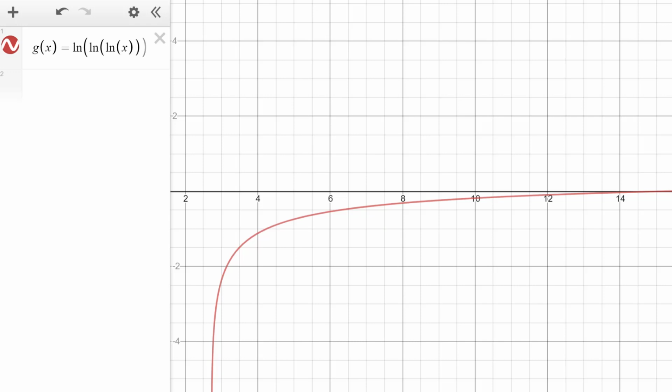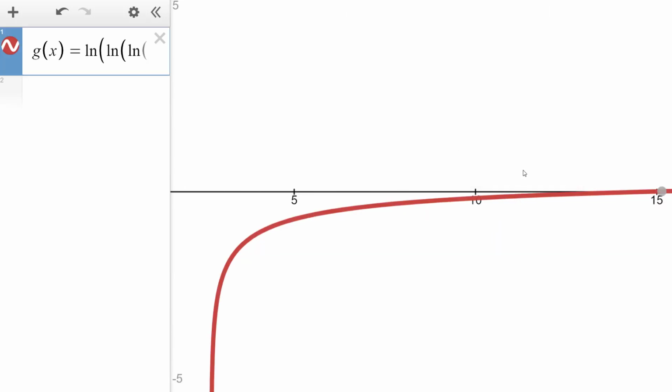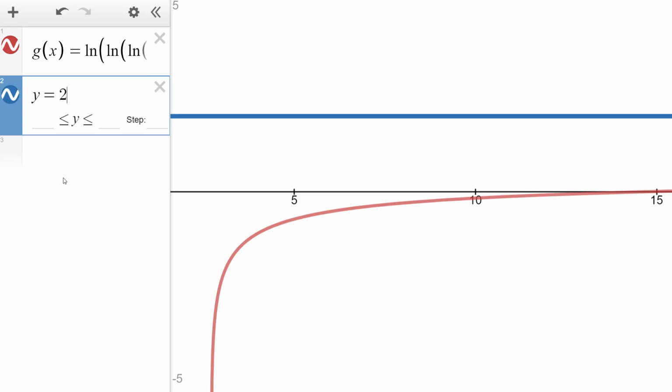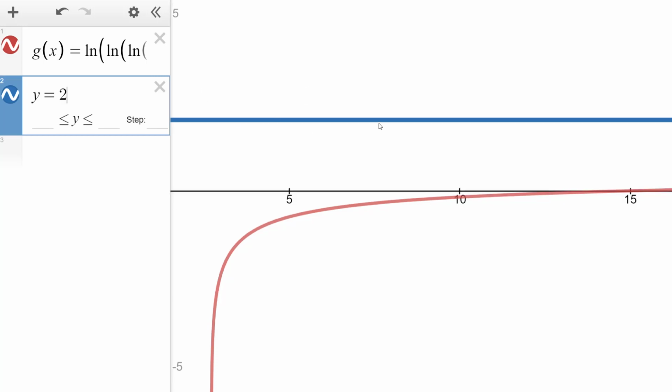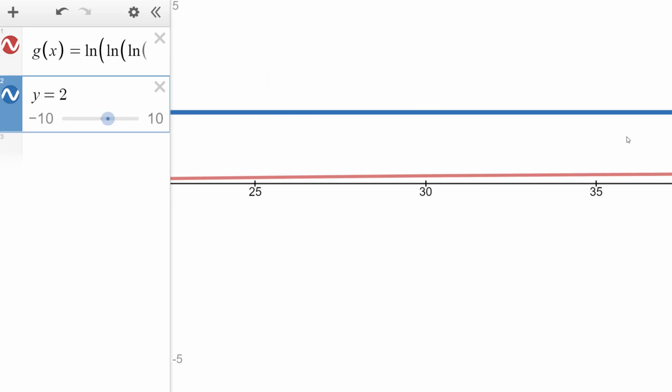I'm going to go ahead and turn off the background grid here because that always bothers me. And I'll put this in projector mode as well. And our question is, how long will it take for that function to reach a height of 2? So I'm going to graph y equals 2. That's that blue line right there. So here we go. Let's go ahead and find out how long it takes to climb to that height.